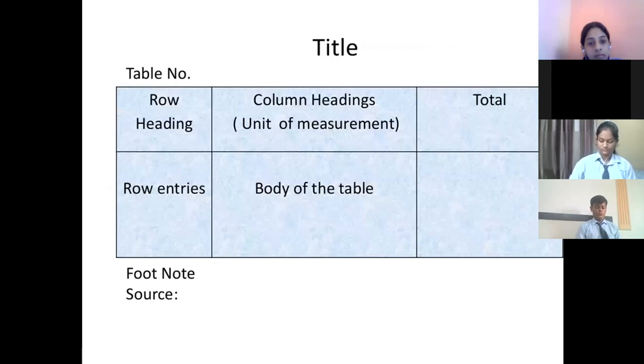Please make this format in your notebook. Everybody, make this format in your notebook. Table number, then there should be row heading, column heading, row entries, body of the table. Total should be mentioned. If the data reflects any quantitative aptitude, the total should be mentioned on row and column, both the sides. Any abbreviation used, footnote should be given, and source from where you have collected the data, that must be mentioned in the source column also. I request everyone to please make this body of the table in the notebook.